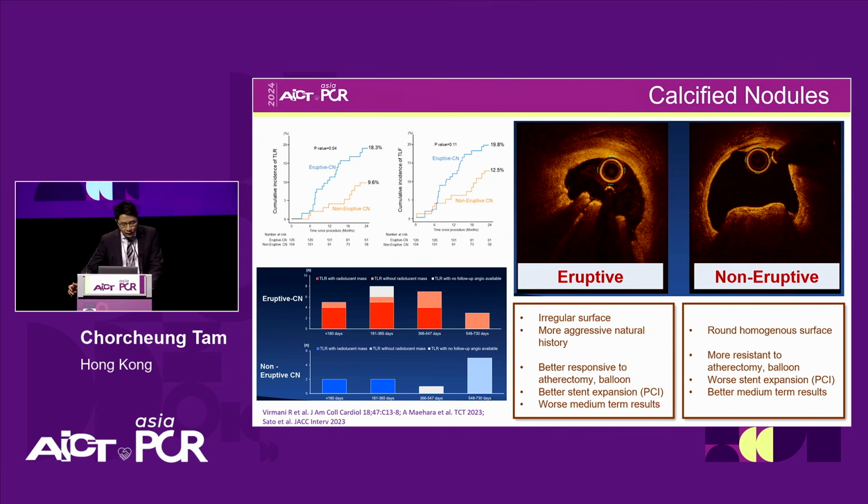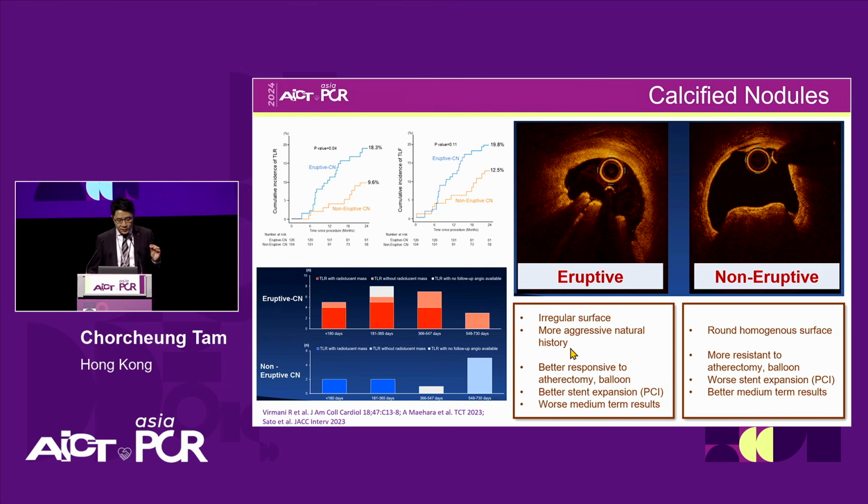And thanks to the work of Dr. Akiko, from intracoronary imaging we understand that for calcified nodules there are different types and different morphology. The more important types are the eruptive calcified nodules and the non-eruptive calcified nodules. From the studies, we know that eruptive calcified nodules have an irregular surface. They are more aggressive from a histological point of view, particularly in dialysis and renal failure patients.